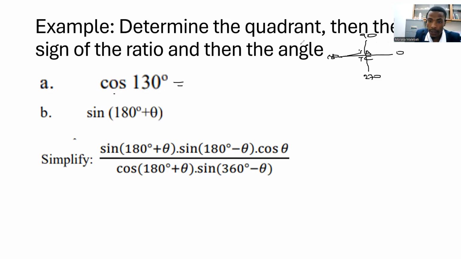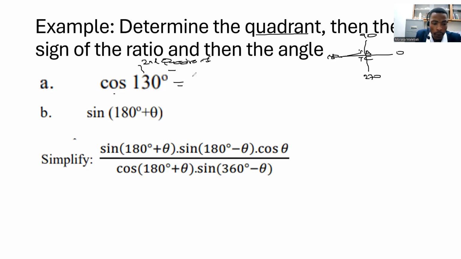Then 130, so it means 130 is in the second quadrant. So you will say, okay, this is the second quadrant. But now, in the second quadrant, only sine is positive, so it means the cosine is going to be negative. All right, and then after that, they say determine the angle. So it means now, I hope you're following. Then now we'll be able to determine the angle because we have seen that this is negative and is in the second quadrant. Now we can easily determine the quadrant. I hope it makes sense.